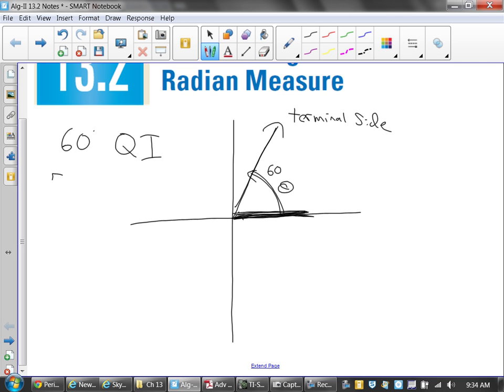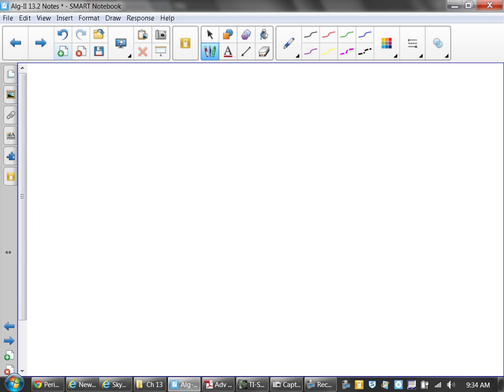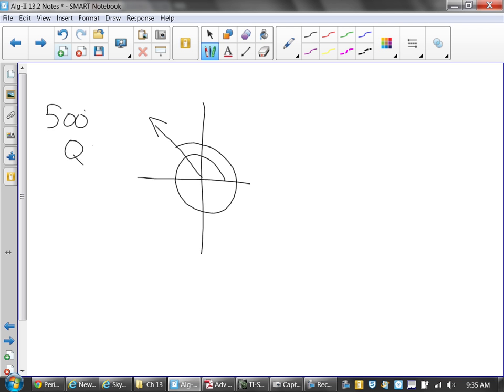But I'm going to change this a little bit now. Let's say we have something that is 500 degrees. Where would that go? You're spinning around, aren't you? If I say it's 500 degrees, we start again here: 90, 180, 270, 360, then 450. So it's going to be over here at 500 degrees. When you want to find out what quadrant the terminal side of an angle is in, for 500 degrees, this is your 0, 180, 360, 450, 500, and it's in quadrant 2.